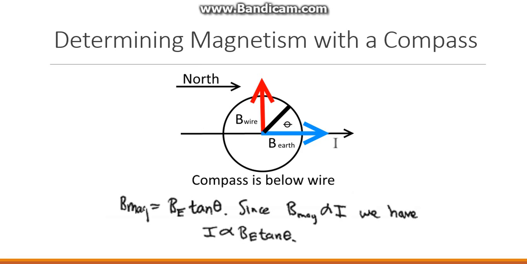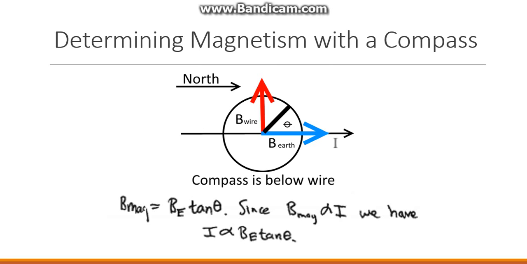Determining magnetism with a compass. As we see here, the compass is below the wire, and north points to the right. So that means that the magnetism of Earth points to the right, and the current points to the right. If you use the right-hand rule, you would find that because the current points to the right, the magnetism of the wire points up. And so therefore, you draw the needle as the magnitude between the magnetism of the wire and the magnetism of Earth. And theta is the degree between the wire and the compass needle.